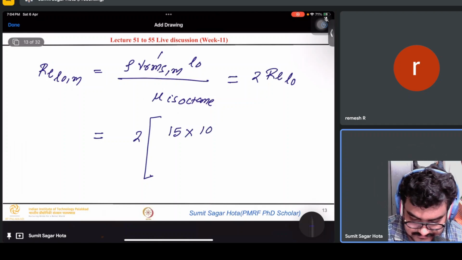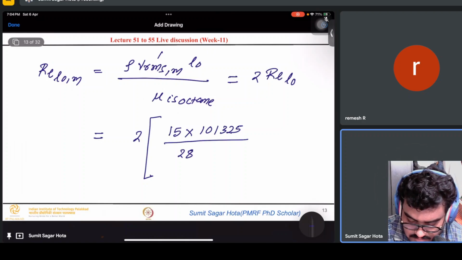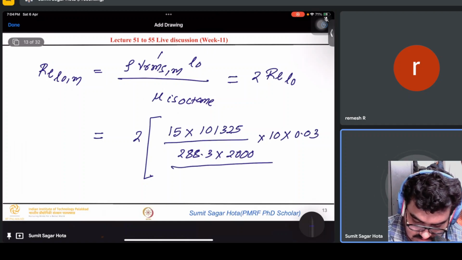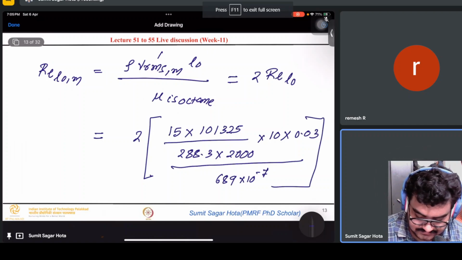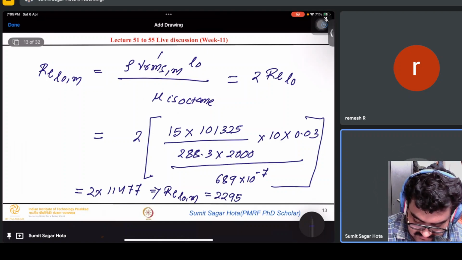Pressure is actually 15 atmospheres, so we are converting all things into SI units. All this data is actually given. Then your VRMS is 10, L naught is 0.03, divided by your mu for the isooctane at the given pressure and condition, 689 times 10 to the power minus 7. You see the value comes out to be 2111477. Doubled, it is 2954.